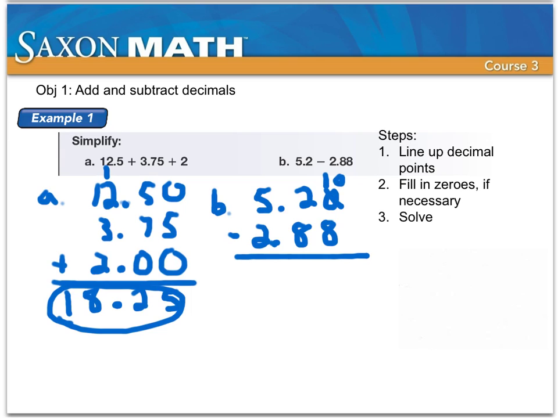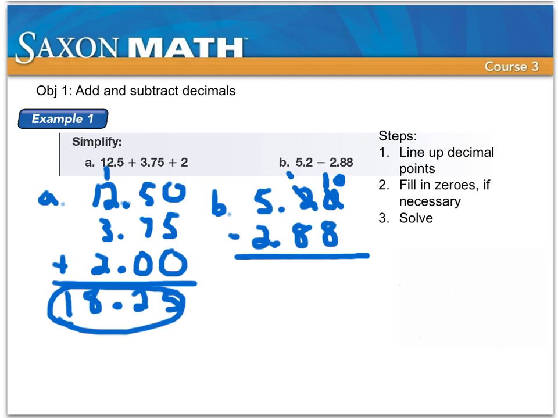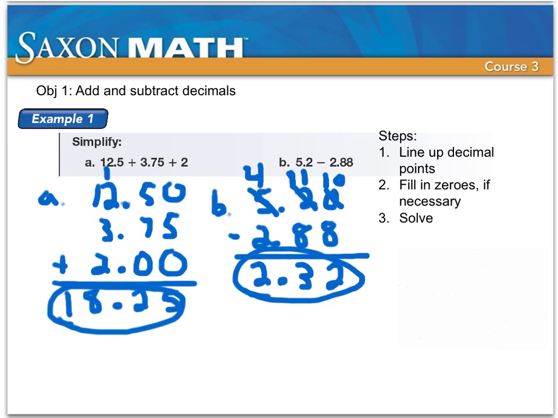So I borrowed. And this becomes a 1. Okay, so 10 minus 8 is 2. I can't do 1 minus 8, so I've got to borrow from here. Make this 11. 11 minus 8 is 3. Keep your decimal. And 4 minus 2 is 2. So 2.32. Alright, let's go on to one more example.